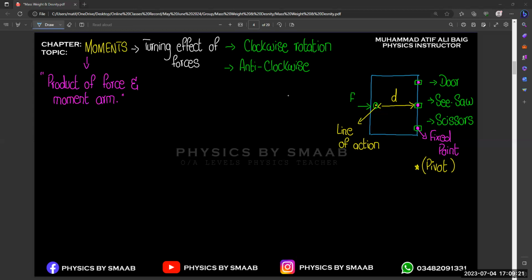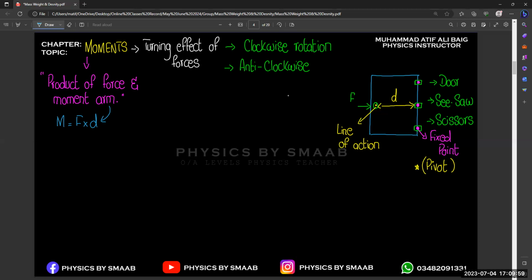Basically the product of force and moment arm is known as moment, and capital M is the symbol for moment, F is for the force, and d is for the moment arm. Normally in physics, we use a small d for distance or displacement, but now there is a different concept because we are talking about turning effect. That's why we represent d with the moment arm. So there is a new term for small d. The symbol remains the same, the concept remains the same, only the term is different in turning effect, right?